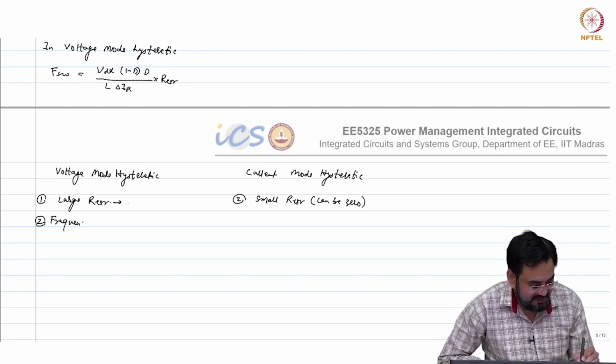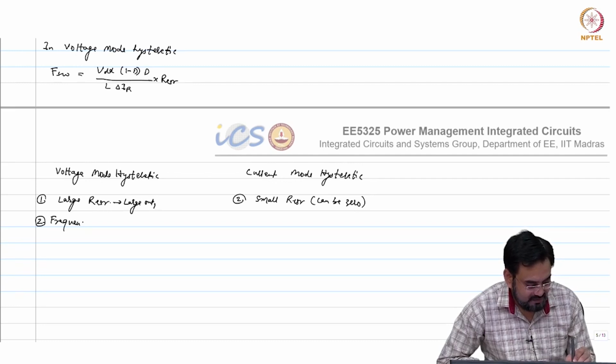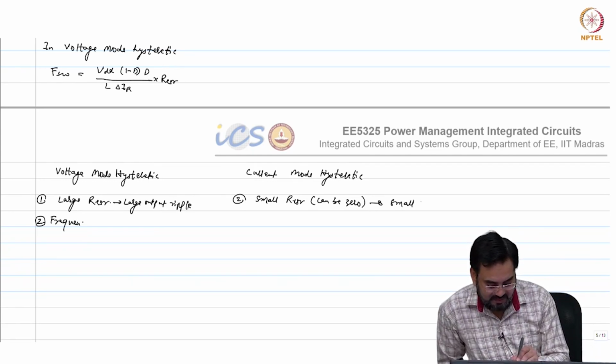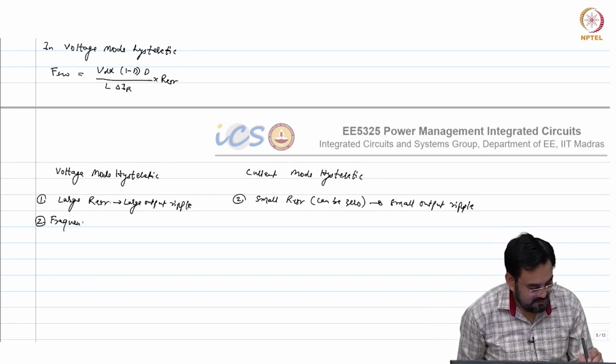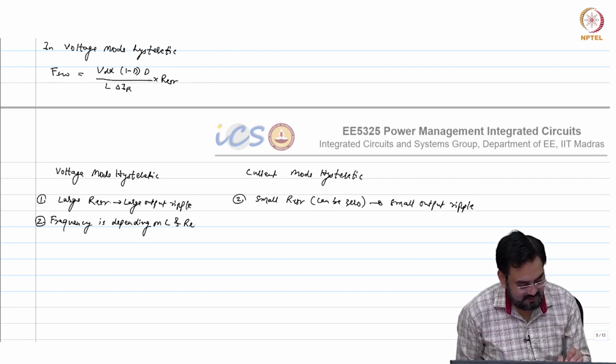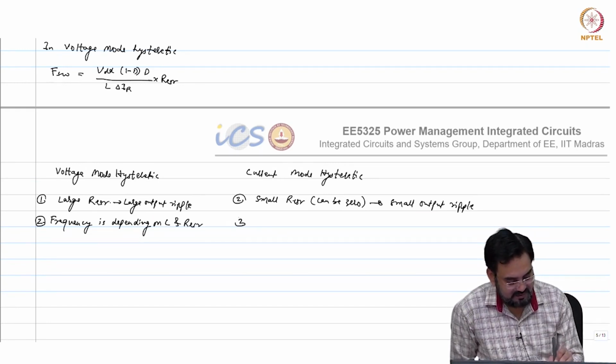By the way, this will get reflected to large output ripple, which means small output ripple. Frequency is ln RS.